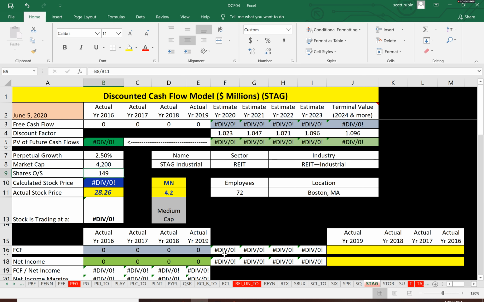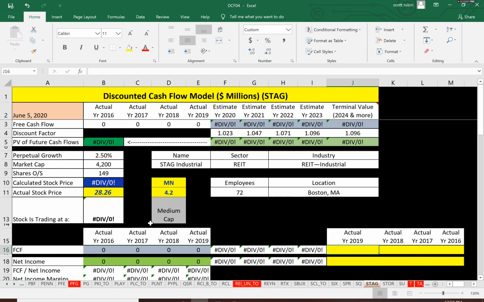And the way you calculate the intrinsic value of a stock is you estimate the future free cash flows of the company, then you discount that number back to today's value. That gives you the value of the entire company. Then you divide that number by 149 million shares to get the intrinsic stock price. And we compare it to the actual stock price, and we see if the stock is a buy or a sell. So let's get started.